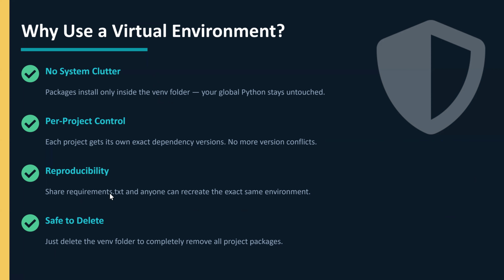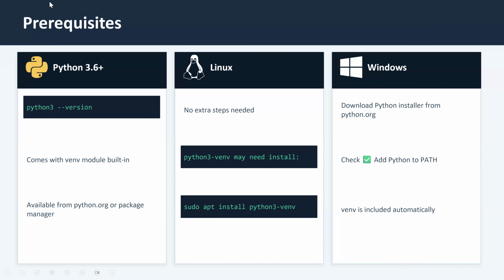That's good enough. There's a .gitignore file on GitHub where you just put it, and if you say don't do anything but requirements.txt, you push it, and then now you delete the virtual environment folder to completely remove all project packages. Then you can recreate it from requirements.txt. That's very efficient. So what are the prerequisites?